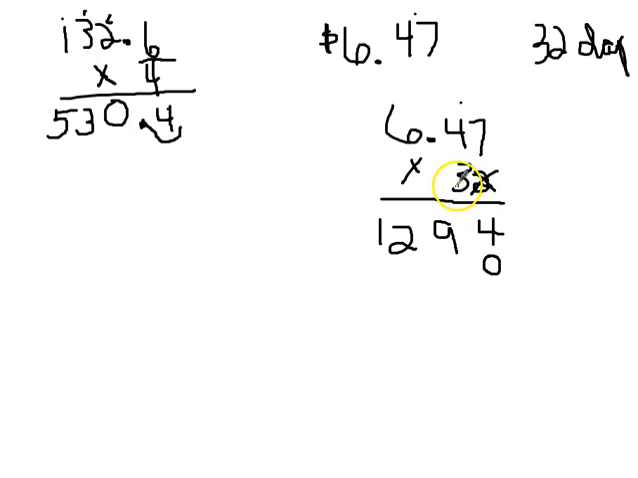I'm now going to multiply by the 3, but actually it represents the tens place. So I'm really representing multiplying by a 30. 3 times 7 is 21. I'm going to carry the 2. 4 times 3 is 12, plus 2 more is 14. And carry the 1. 6 times 3 is 18. 1 more is 19.